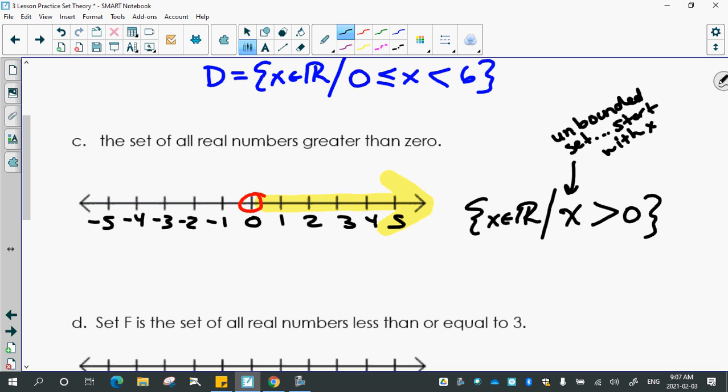Because we're so used to doing that, a lot of people are going to say 0 is less than X, which is technically true, but it's not the conventional way to write it.